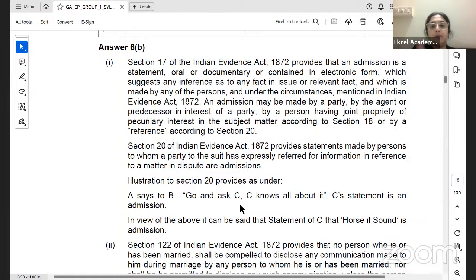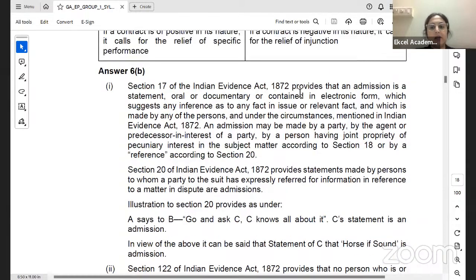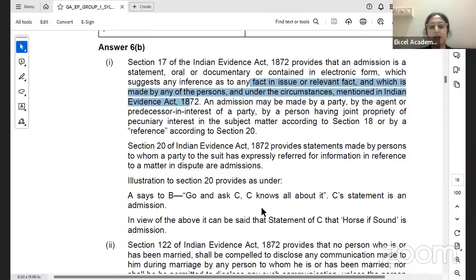For that, first you should know what a confession and an admission are. With this information, we will try to answer. Section 17 says that an admission, what is an admission? You have to tell. And what is a confession? You have to tell. It provides that an admission is a statement, oral or documentary or contained in electronic form, which suggests any inference to any fact in issue or relevant fact, and which is made by any of the persons and under the circumstances mentioned in the Indian Evidence Act.